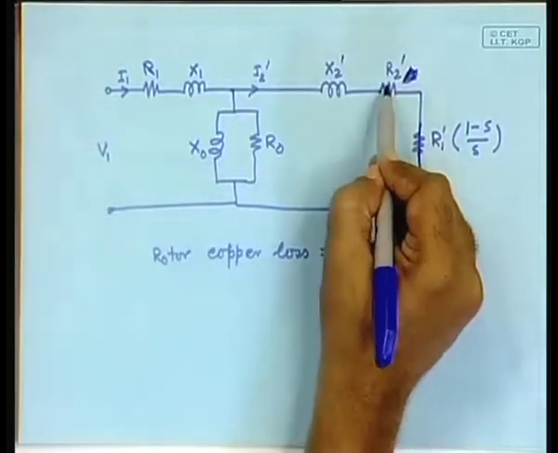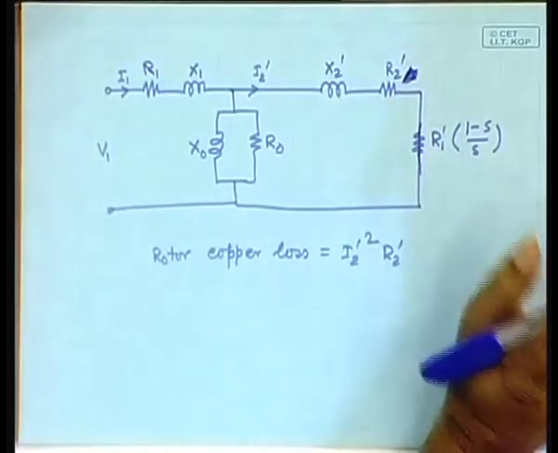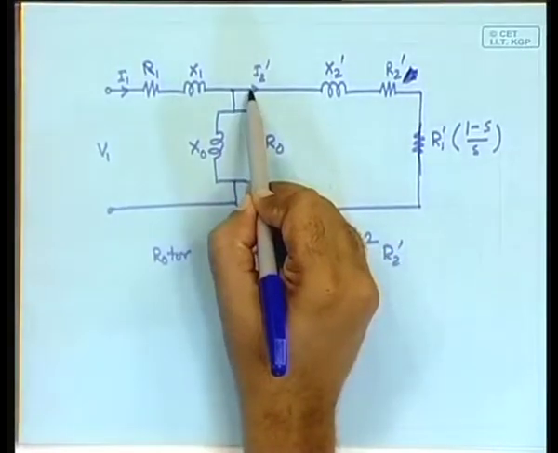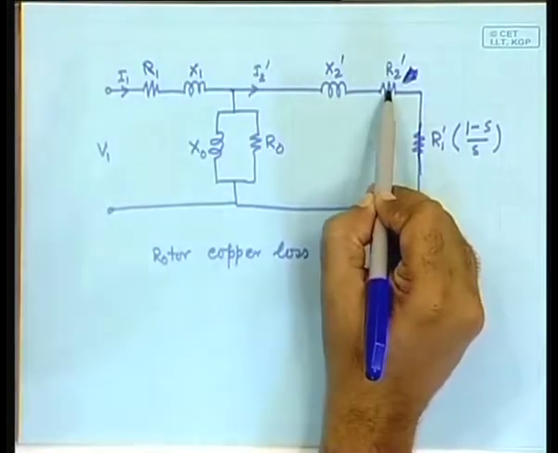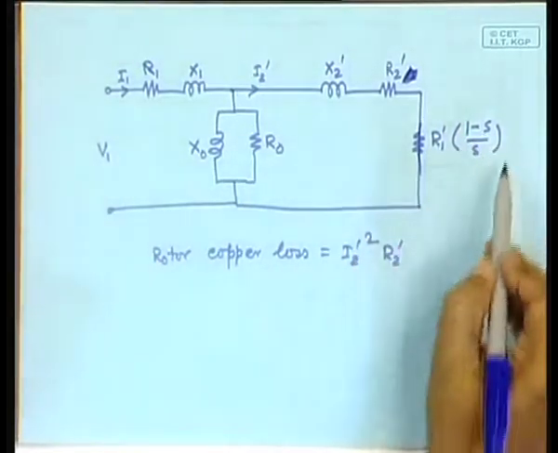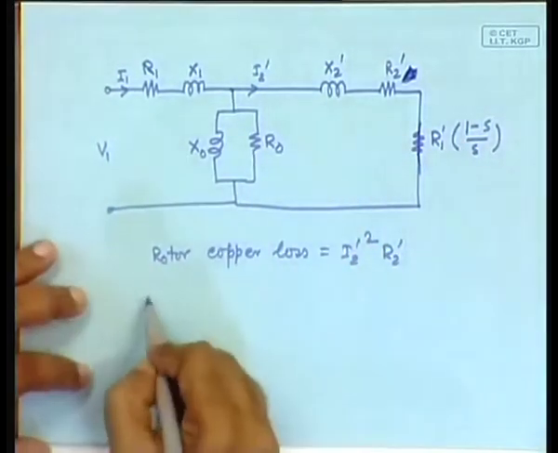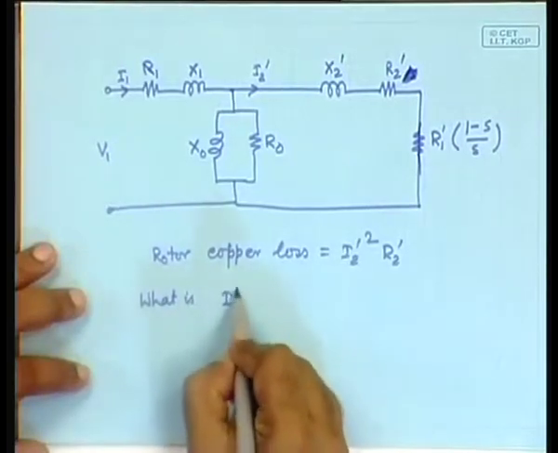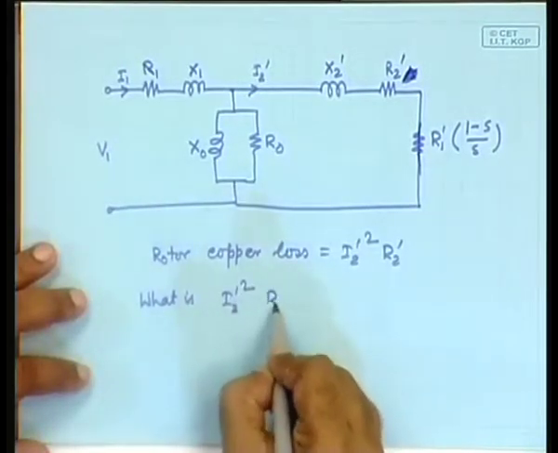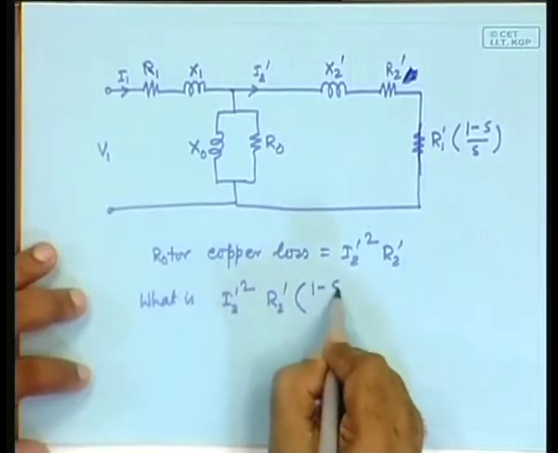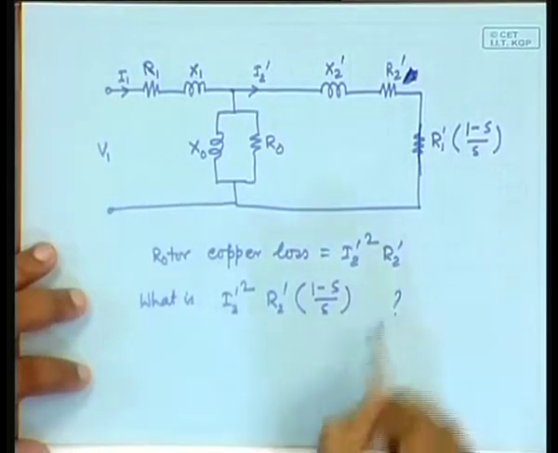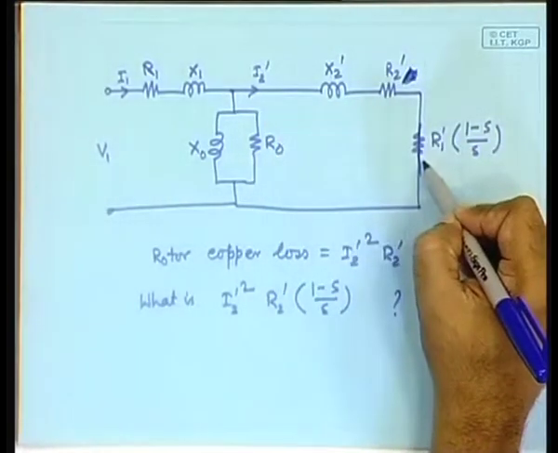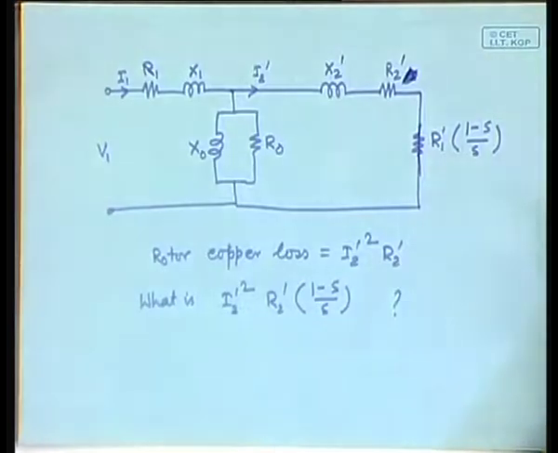So, these two added together will give... Now, we have conceptually clarified that this current squared times this resistance will give you the rotor copper loss. Then what is this? What is I2 prime square times R2 prime (1 minus S) by S? After all, if the current is flowing through this resistance, there will be loss in this resistance.